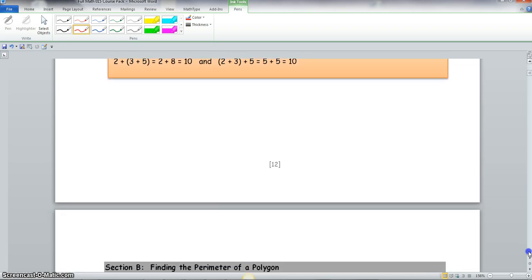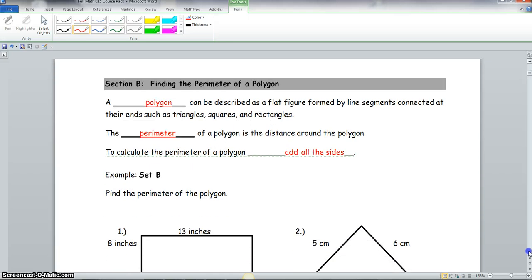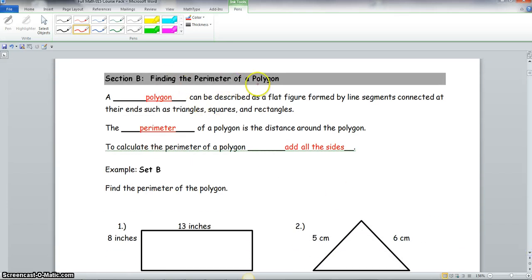Okay, now we move on to section B. It says finding the perimeter of a polygon. A polygon can be described as a flat figure formed by line segments connected at their ends, such as triangles, squares, and rectangles. The perimeter of a polygon is the distance around the polygon. To calculate the perimeter of a polygon, add all the sides.